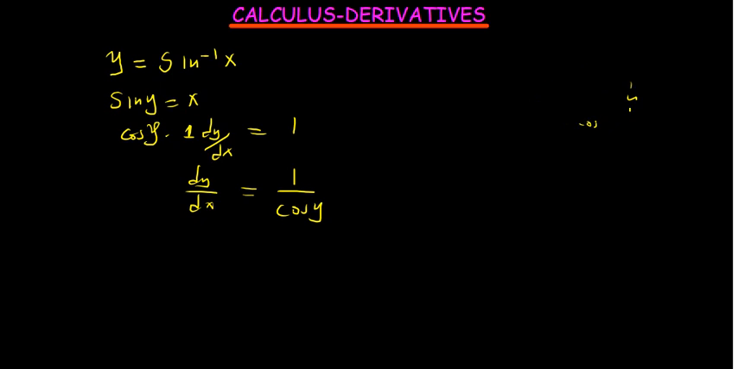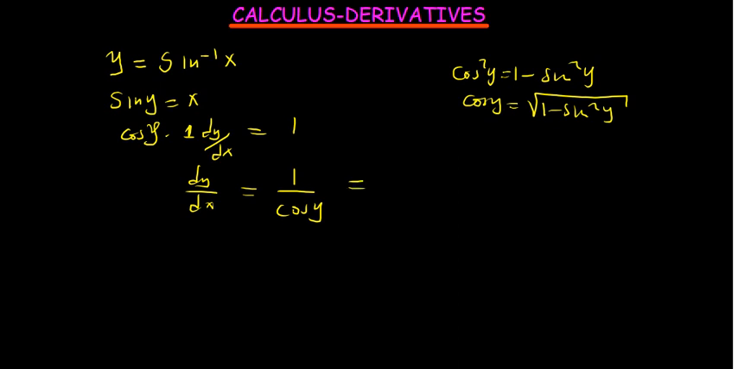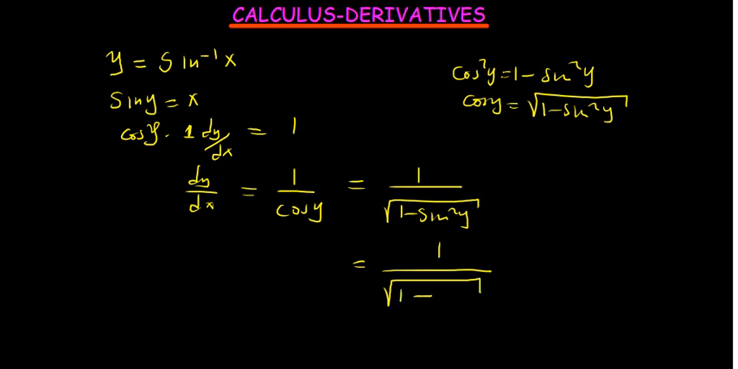Now from our identities, we know that cosine squared of y is the same as 1 minus sine squared of y. So if I want to have only cos y, I'm going to square root both sides. That will be the square root of 1 minus sine squared of y. So that is what I'm going to substitute here. That will be 1 over the square root of 1 minus sine squared of y.